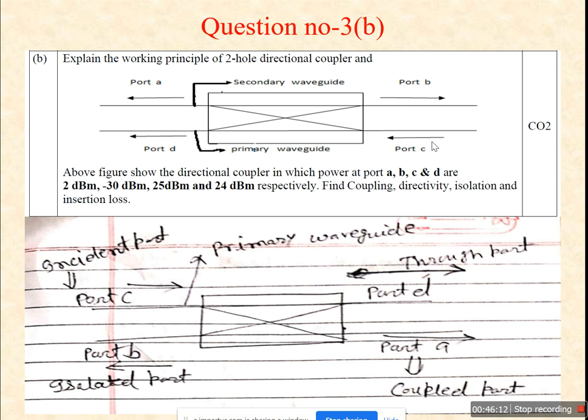That means one of the ports must be the incident port. But which one is the incident port? Check the directions of the arrow. Here the direction of the arrow matches with this, so this port is the incident port. Arrange with this. This is port C and port B here is in this direction. This is the isolated port. This is the incident port. And this is the throw port, output port. This is the coupled port.